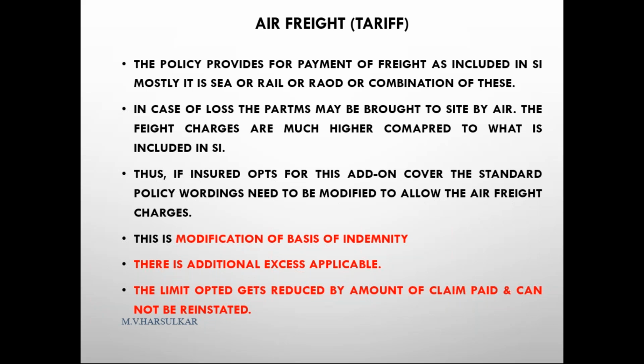So if it is a road freight, maybe 2% or 1% of the value of the consignment is allowed. But when it comes by air, the freight charges will be substantial compared to this. It's a small item, say 1 lakh rupees, but the freight may be 10,000 rupees if it is brought by air. And if you take 1% of 1 lakh, it is 1,000. So he is losing 9,000 rupees. But this add-on cover is available. And if the insured opts for this add-on cover, there is a need to modify this basis of indemnity.